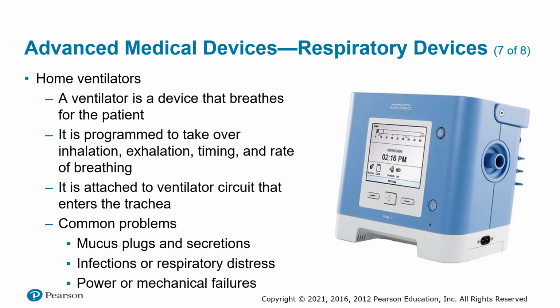Home ventilators. This is a device that basically allows the patient to breathe. These patients can be on a tracheostomy because they're on a long-term vent. They need the vent to be able to breathe. Again, common problems include mucus plugs and secretions, infections, and power or mechanical failures. Typically, these will have some type of battery backup though too.